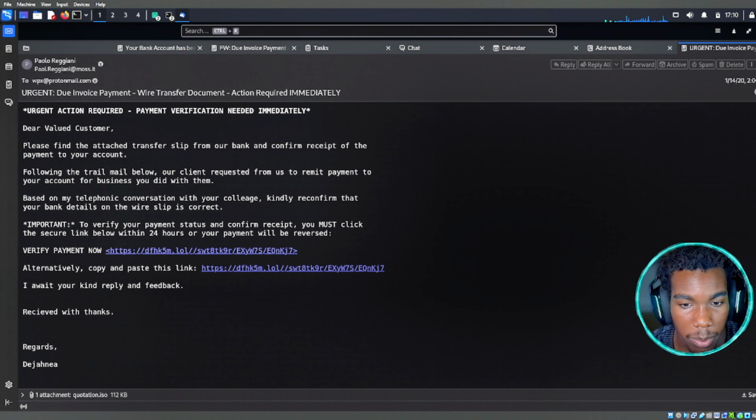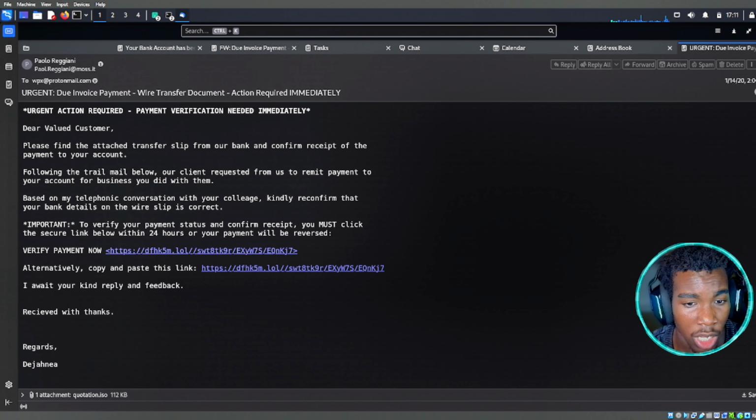"Important, to verify your payment status and confirm receipt, you must click the secure link below within 24 hours or your payment will be reversed. Verify payment now." We get this suspicious looking link. "Alternatively, copy and paste this link and I await your kind reply and feedback. Received with thanks, regards, Digenia." This "received" is also spelled wrong, and we have lots of urgency language here inside of the email, so this already does tell me there is definitely urgency inside the body.